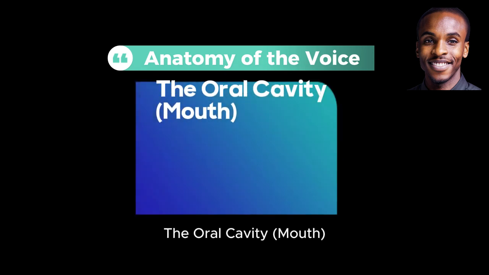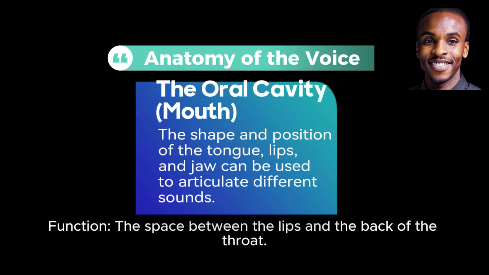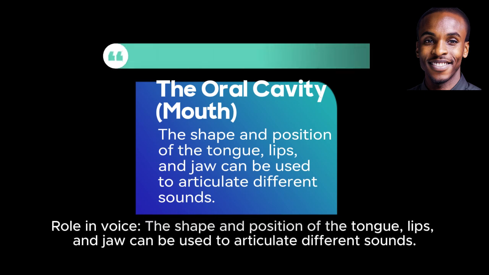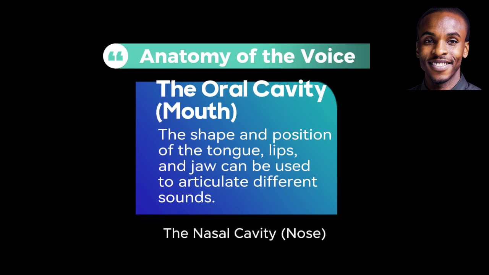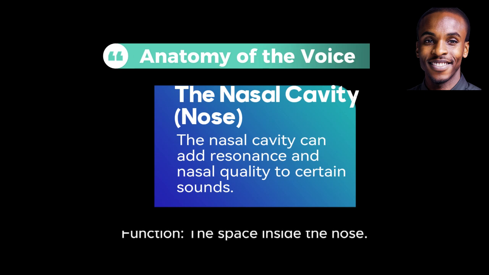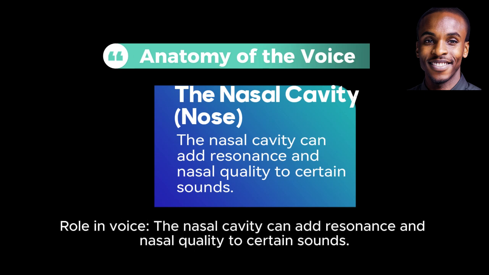The oral cavity, or mouth. Function: the space between the lips and the back of the throat. Role in voice: the shape and position of the tongue, lips, and jaw can be used to articulate different sounds. The nasal cavity, or nose. Function: the space inside the nose. Role in voice: the nasal cavity can add resonance and nasal quality to certain sounds.